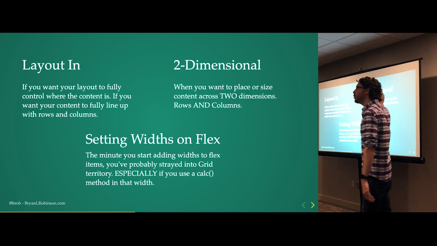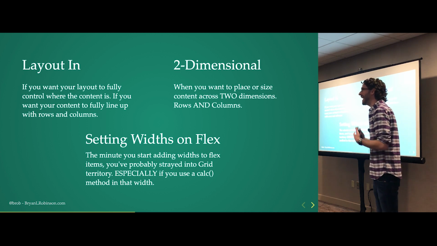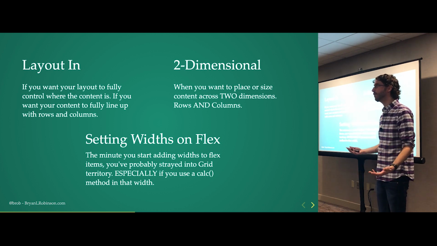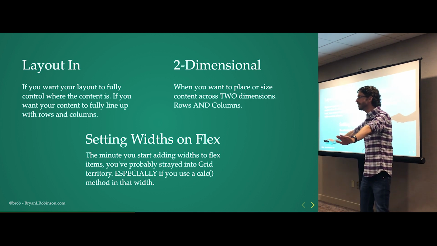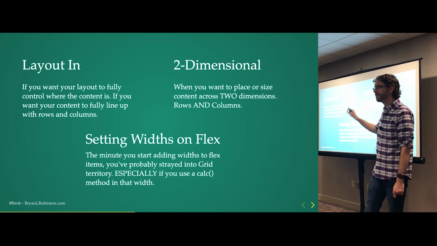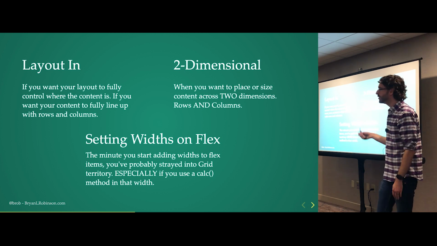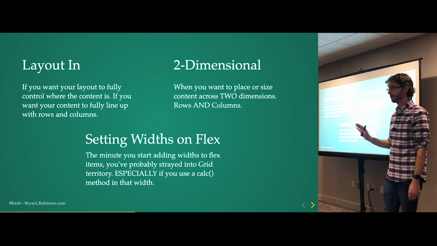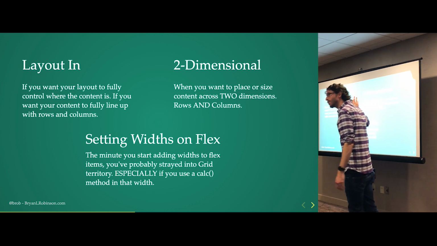Next up, when you want to think 2-dimensionally, right? And what I mean by that is when you want to place and size your content across both vertical and horizontal axes, right? I want to span 3 rows and 2 columns. Grid is what you want for that. And then here's my hot take for the day. You ready? The minute you set a width on a flex item, you have broken the intrinsic value of the flexible box module. Flexibility. So as soon as you set a width, even if it's a percentage-based width, right? Think about using grid instead. Hot take.